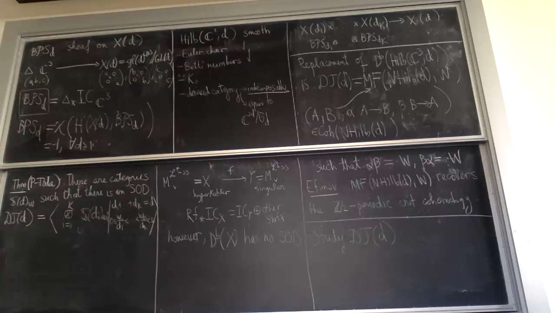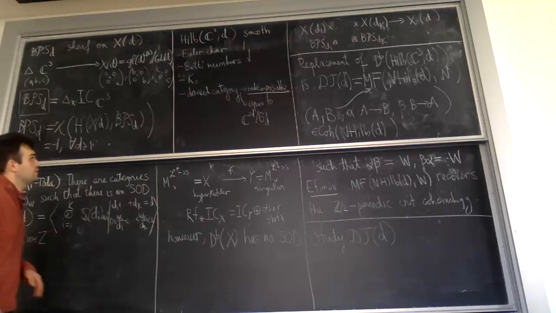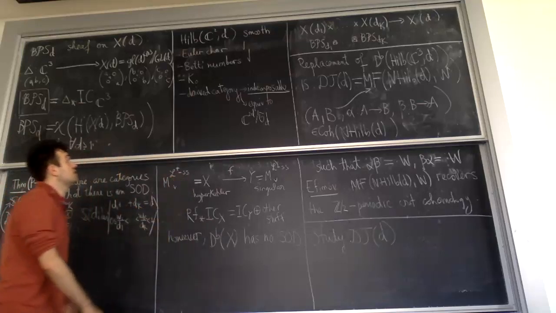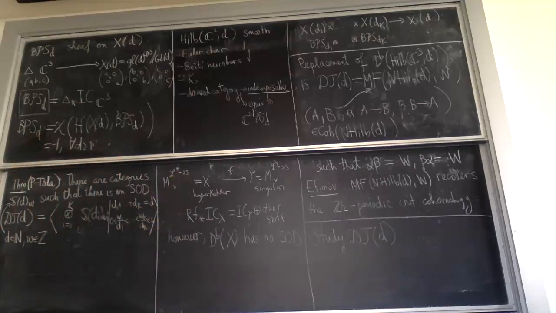So maybe I should have said here, D corresponds to the number of points, but W is an integer weight. So the point is that now in dimension 3, these categories will not be decomposable, as was the case for Hilb C^2 of d, where we construct semi-orthogonal decompositions in terms of these new categories S_{d,w}.